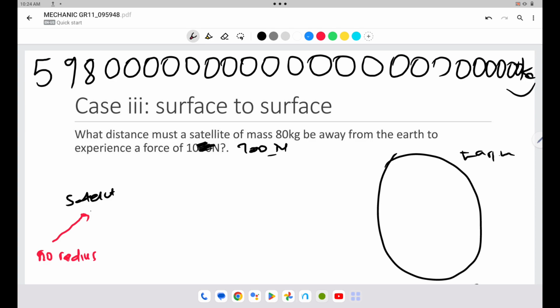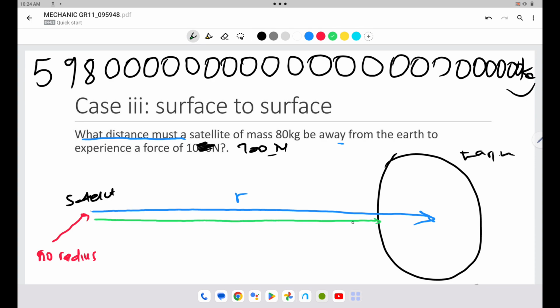Okay, so what will be our distance? R, the center to center distance, because this does not have a center. We are going to have this as our R from the universal gravitational law. But what are we being asked to calculate? We are being asked to calculate the distance. What distance must the satellite be away from the Earth? So we want to know how far the satellite is from Earth. So that is the distance that we are looking for.